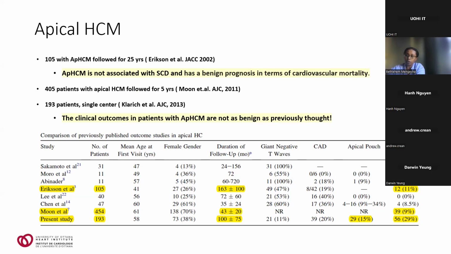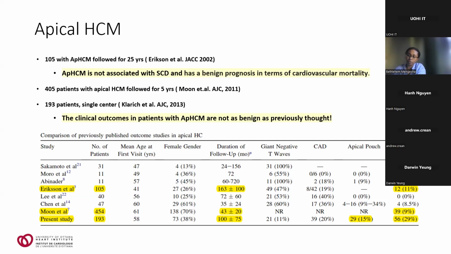But if we look at all three studies, the event rate for sudden cardiac death is relatively low, but there's increased cardiovascular mortality in the latter studies, which was actually driven by heart failure and stroke-related mortality. Worse outcome was also seen in women than men.